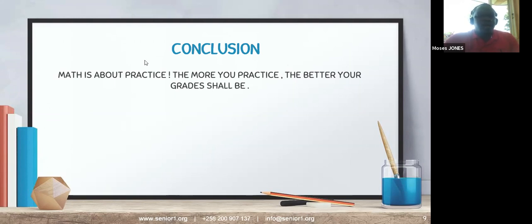So finally, as we come to a close, please try as much as you can to do the practice. The more you practice, the better your grades will be. If you do not practice, you will be having shaky results. Practice as much as you can. Don't give up. Do the practice with your friends and share knowledge. If you don't share knowledge in mathematics, you're going to have quite big issues.